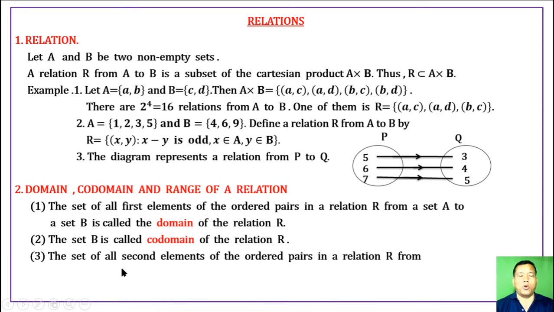The set of all second elements of the ordered pairs in a relation R from a set A to a set B is called the range of the relation R.